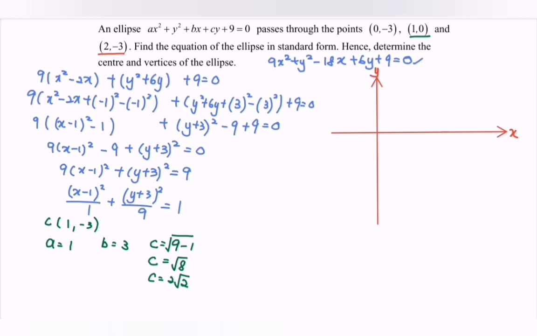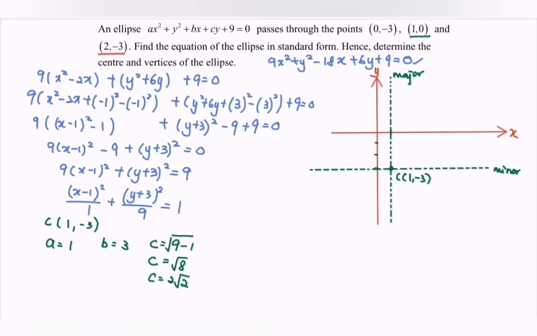So here, number 1, we have to plot the center (1, -3). So let's say here we have 1, 1, 2 and -3. So here we have the center. Then we have the dotted lines, which are the major and the minor axis. For this case, this is the major axis and this is the minor axis, because the value b is greater than a.